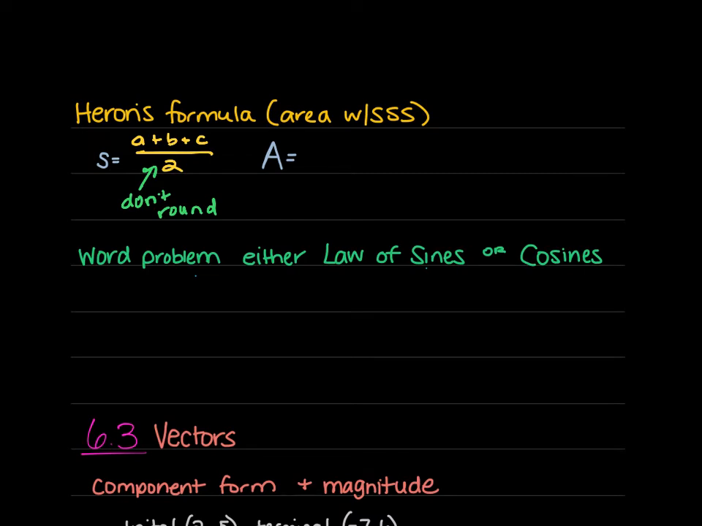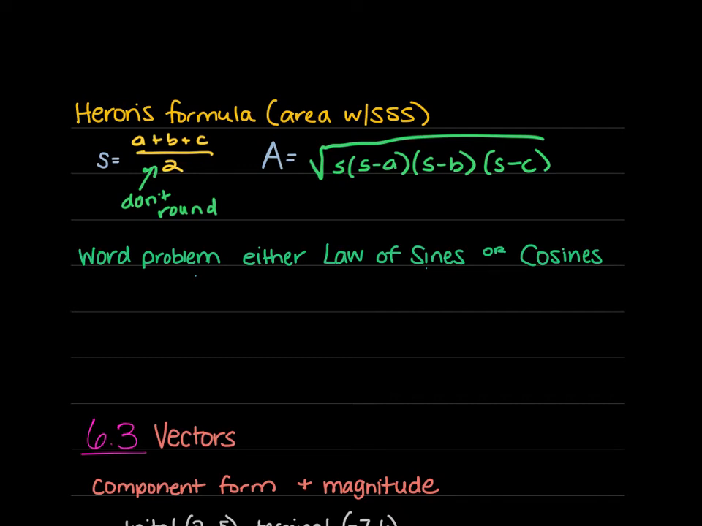Okay? Don't do that. You do not round the S. It will eventually terminate. It could be like 3 digits and a little annoying, but it will eventually terminate. And you need to keep it exact. And then the formula is A equals the square root of S times S minus A times S minus B times S minus C. You're welcome.